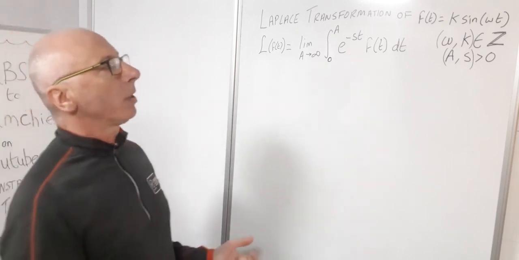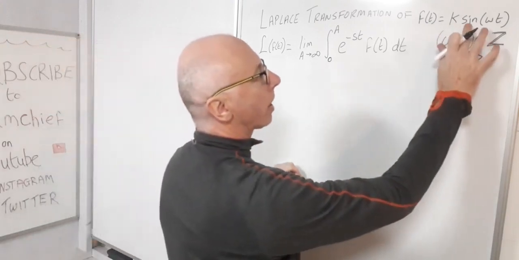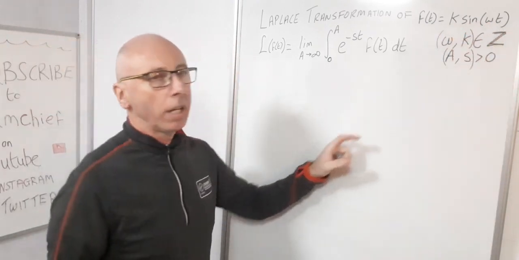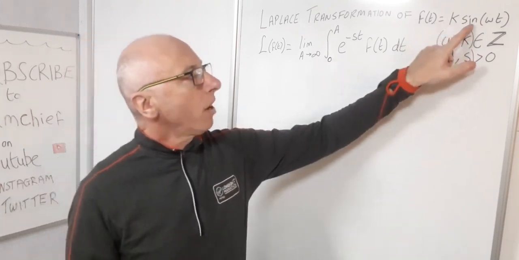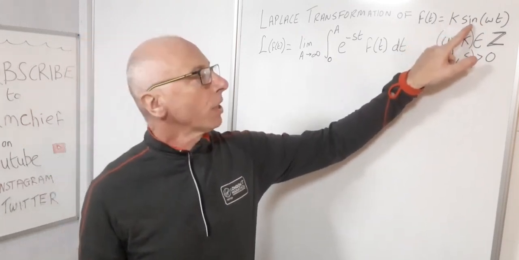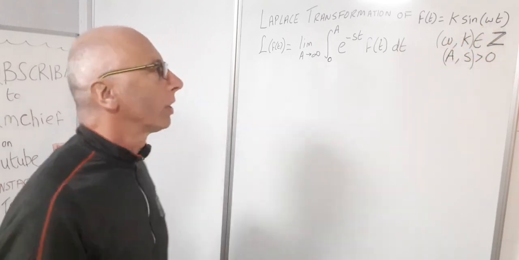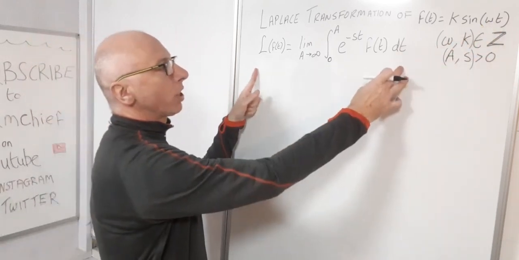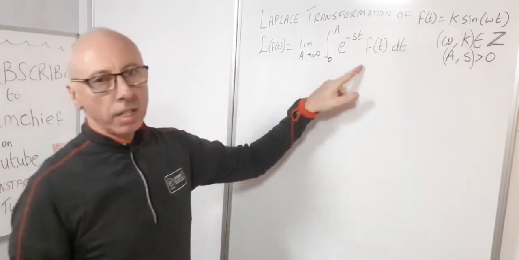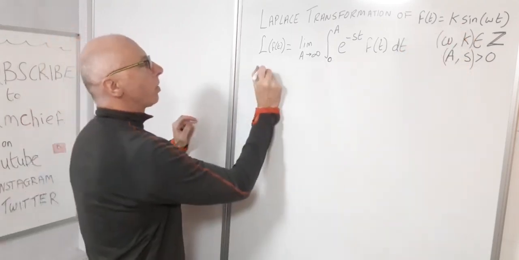Okay, now our function here is k times sine wt, where w and k are both integers, and sine is our function, our trig function, and wt is the input. So we can go straight into our Laplace transformation and input this information into it. So let's just do that.